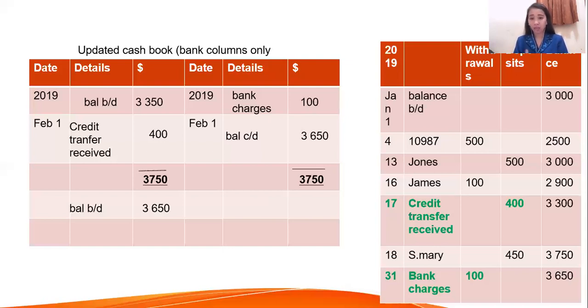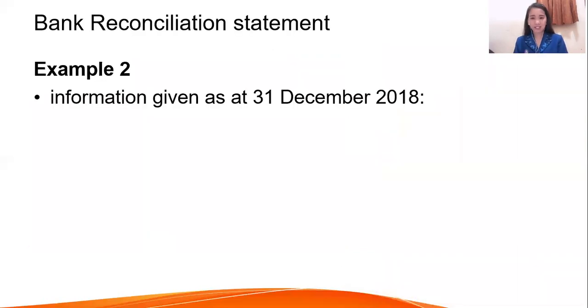It means the something wrong in the record is only on the cash book of the business. So there's nothing wrong with the bank statement or the accounting of the bank. Okay, is that clear? Yes, it is. Now we jump to the next question. Now for the bank reconciliation statement.